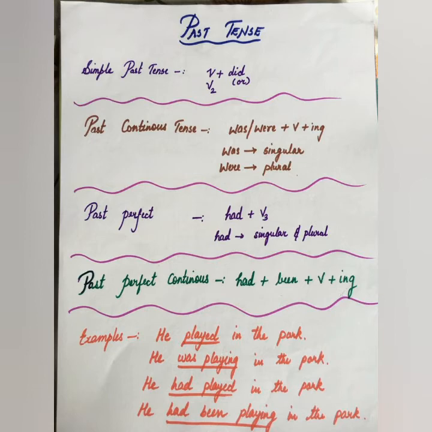Next you have past perfect continuous. Had plus been plus verb plus ing.